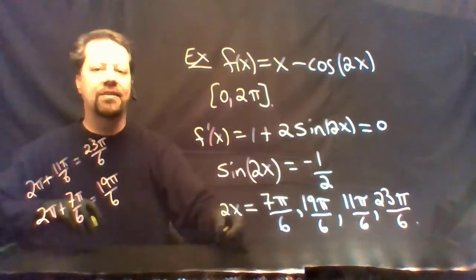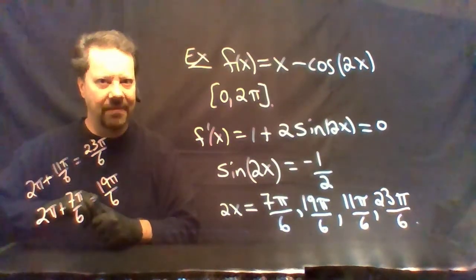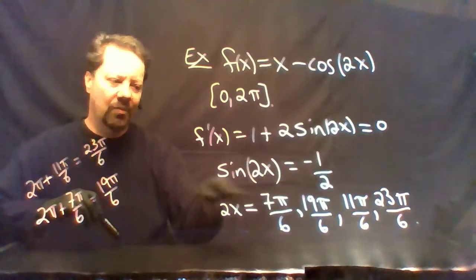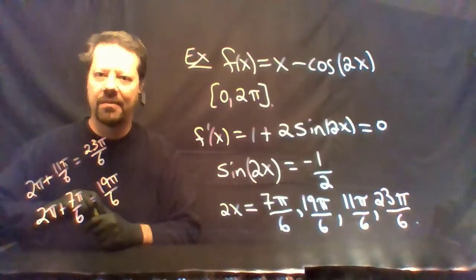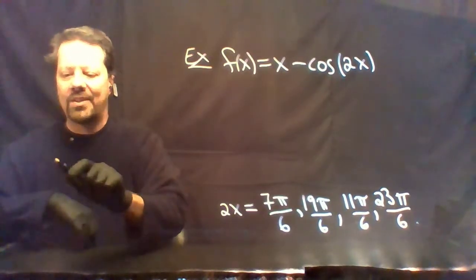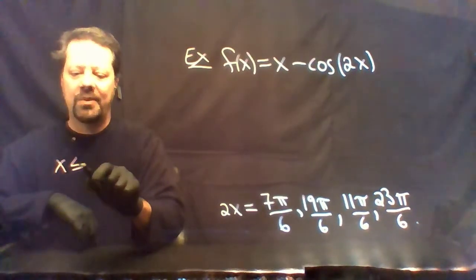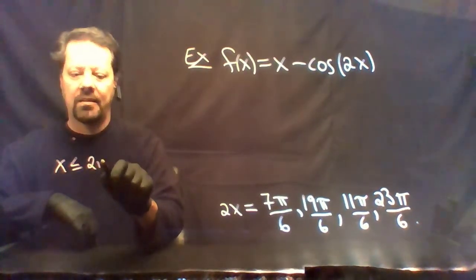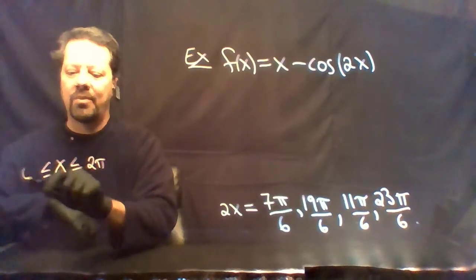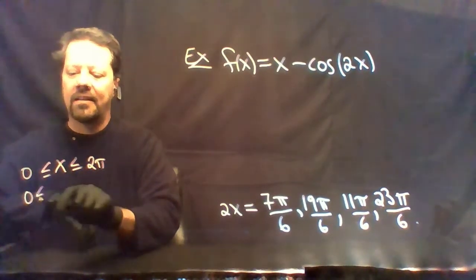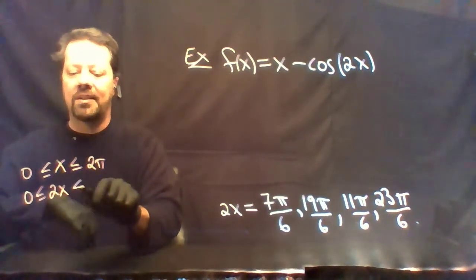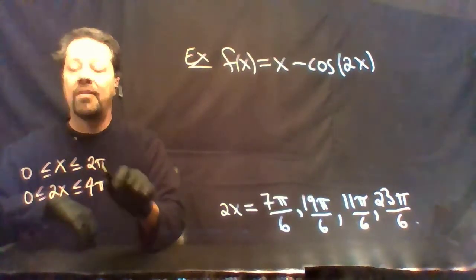But those are 2x values and not x values. To find x, we have to divide all of those by 2. We had to go twice around because if x is between 0 and 2 pi, then 2x is between 0 and 4 pi.